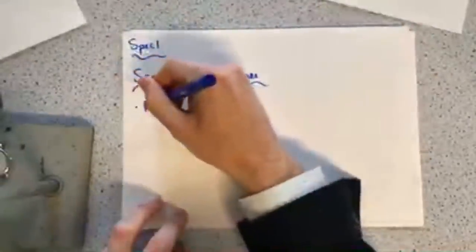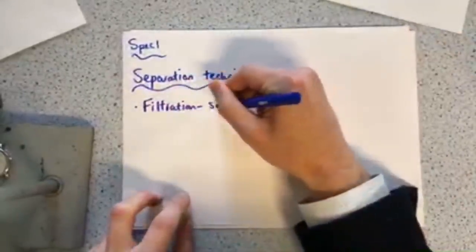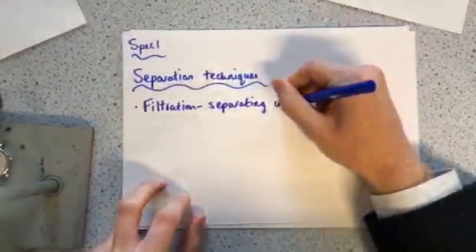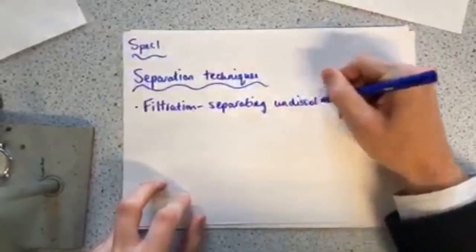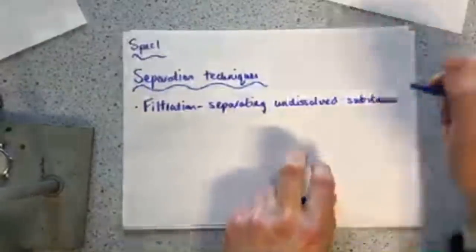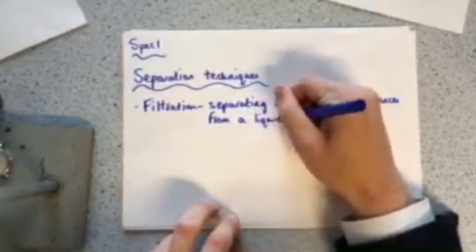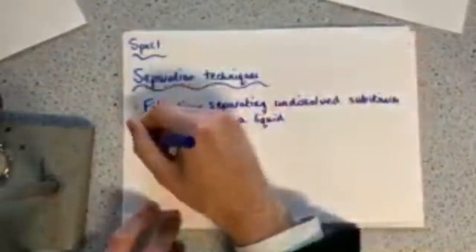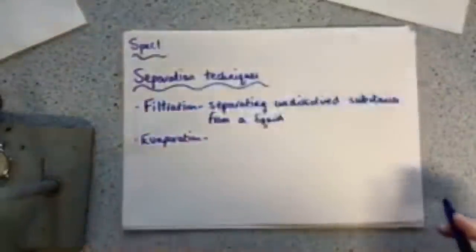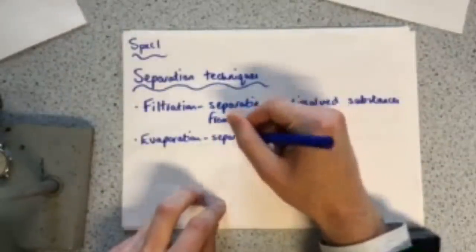So we've got filtration, which is separating undissolved substances from a liquid. You've got evaporation. This is for separating dissolved substances from a liquid, and that is using heat.